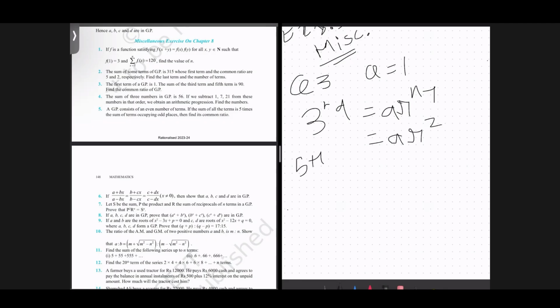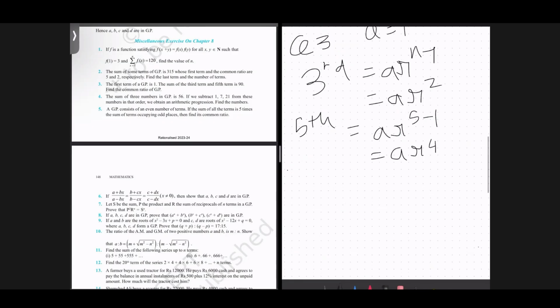The fifth term is going to be a r^(5-1). That's going to be a r^4. Right. So when you do this, a is always going to be 1. So the third term is r^2, and the fifth term is r^4. We have been told that the summation of the third and fifth term is going to be 90. Right. So you have r^4 + r^2 = 90.